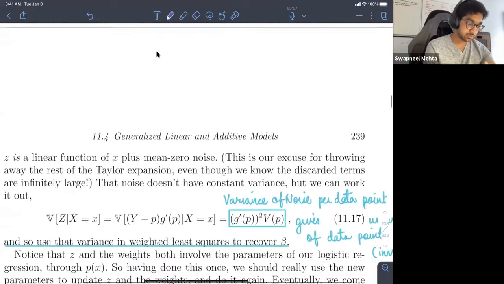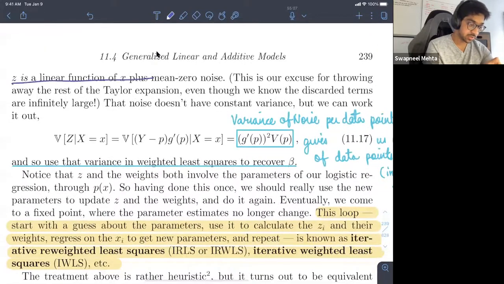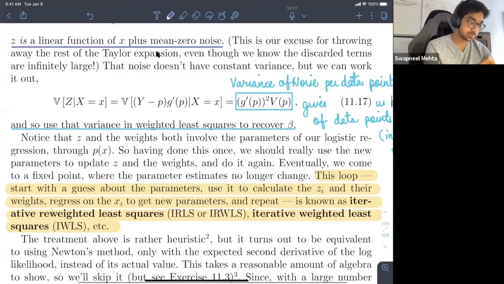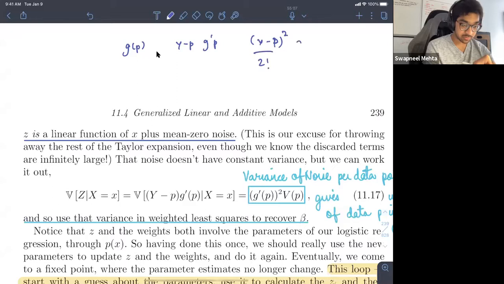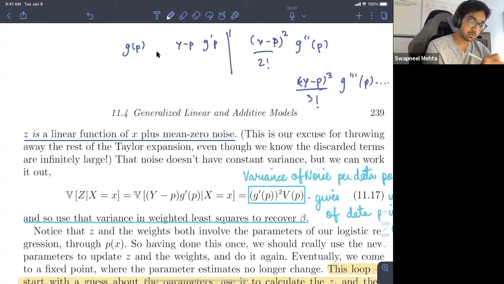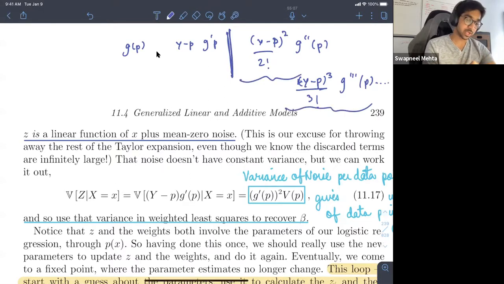So in other words, this is a linear function of x plus mean zero noise. This is our excuse for throwing away the rest of the Taylor expansion. The Taylor expansion goes on infinitely. So there is a g of p term, there is a y minus p times g dash of p term, there is a y minus p squared by 2 factorial times g double dash of p, y minus p cubed by 3 factorial times g triple dash of p, and so it goes on like this. It is an expansion, but we are cutting it off here, saying these terms really don't matter because they're too tiny.